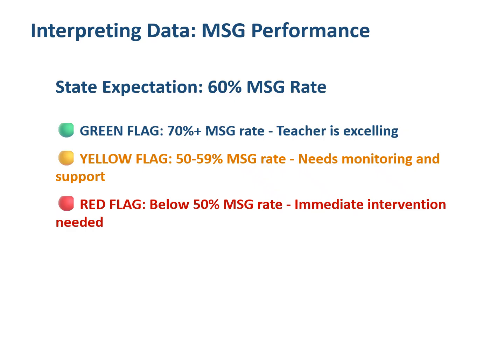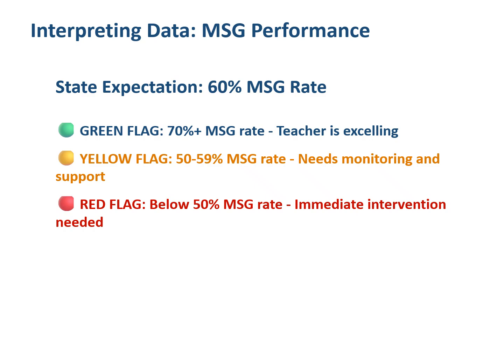So a green flag would be a teacher with 70% or higher. This teacher is exceeding expectations. Students are making measurable gains at a high rate. Your role here is to celebrate their success, understand what they're doing well, and potentially have them share strategies with other teachers. A yellow flag would be 50 to 59%.